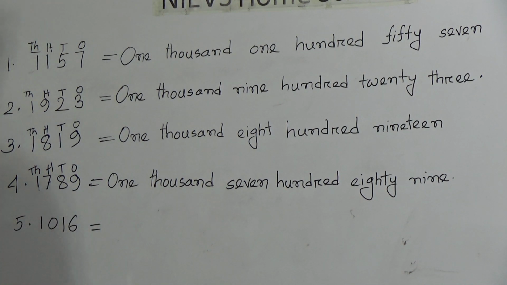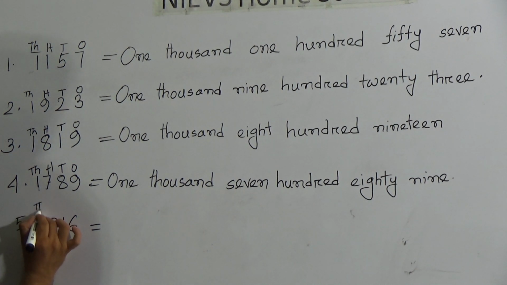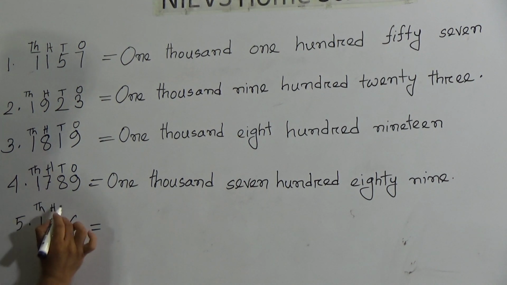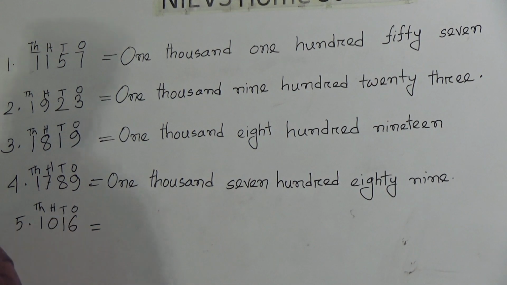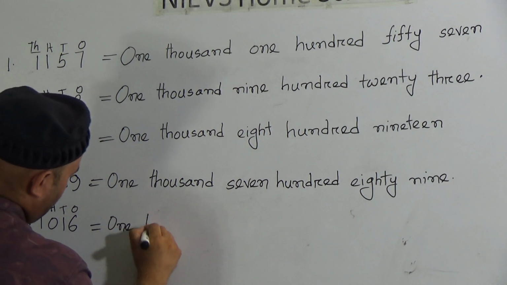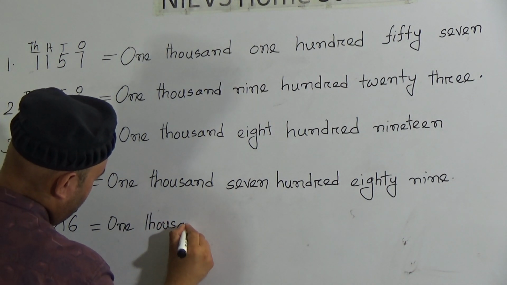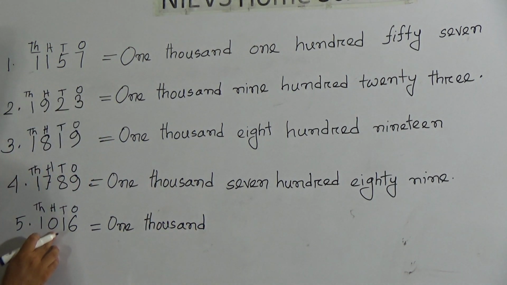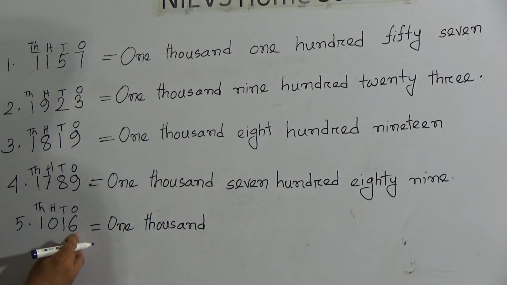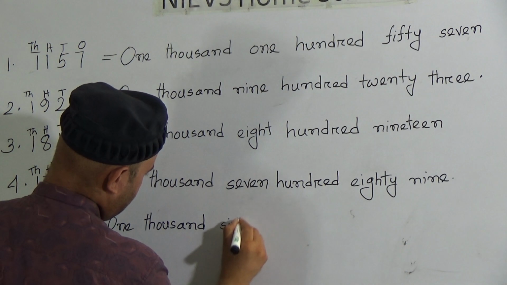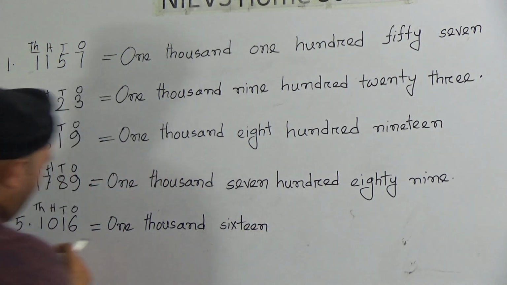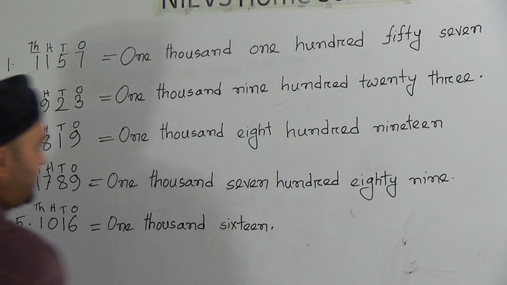Now let's go to the next one, number 5, which is the last one. Here is 1016. 1 in the 1000 place, 0 in the 100 place, again 1 in the 10s place, and 6 in the 1s place. Since here is 1000, we can write ONE THOUSAND. 0 in the 100 place, so no need to write 100 here. 1 is in the 10s place and 6 is in the 1s place. 1016, SIXTEEN, is the last one.